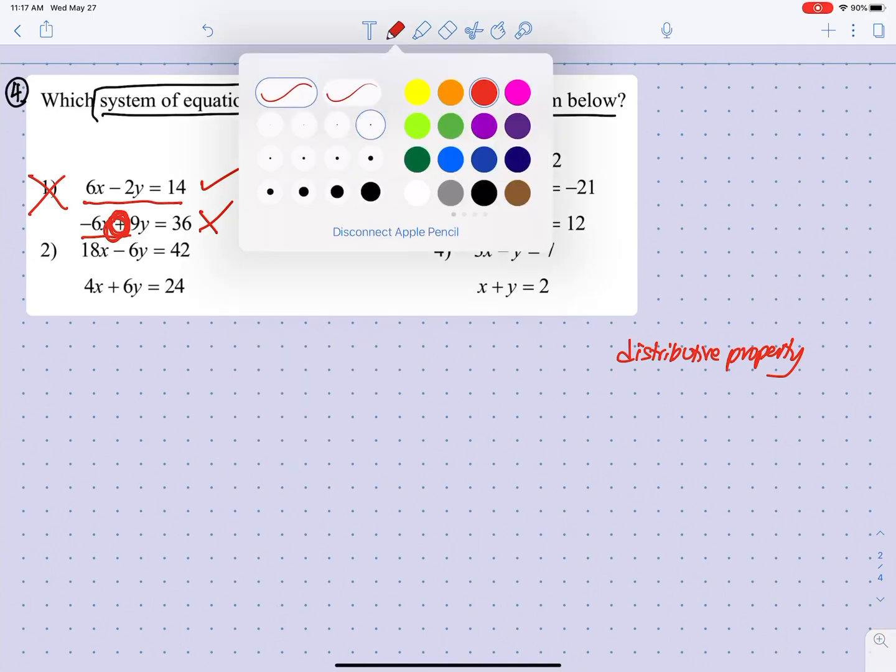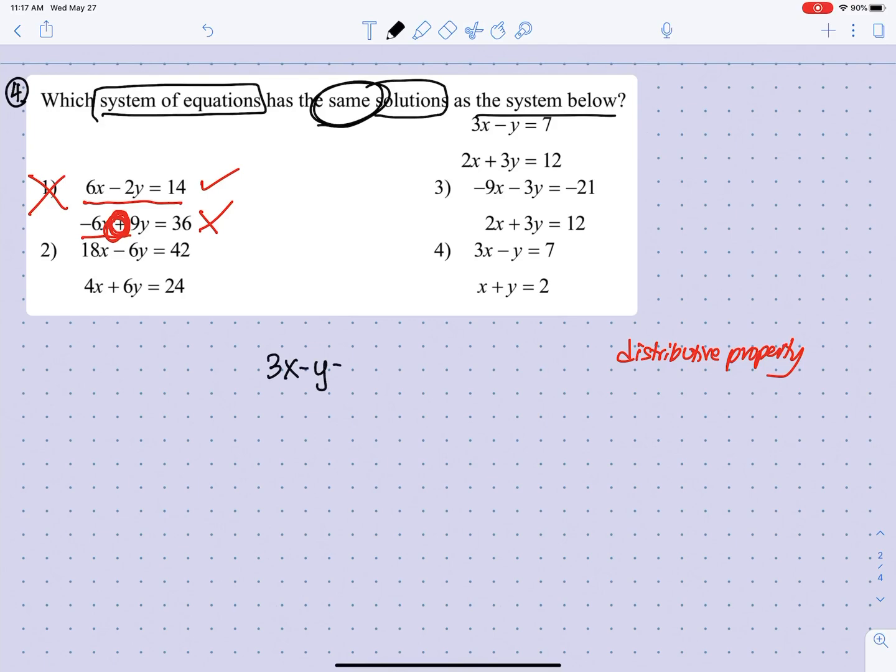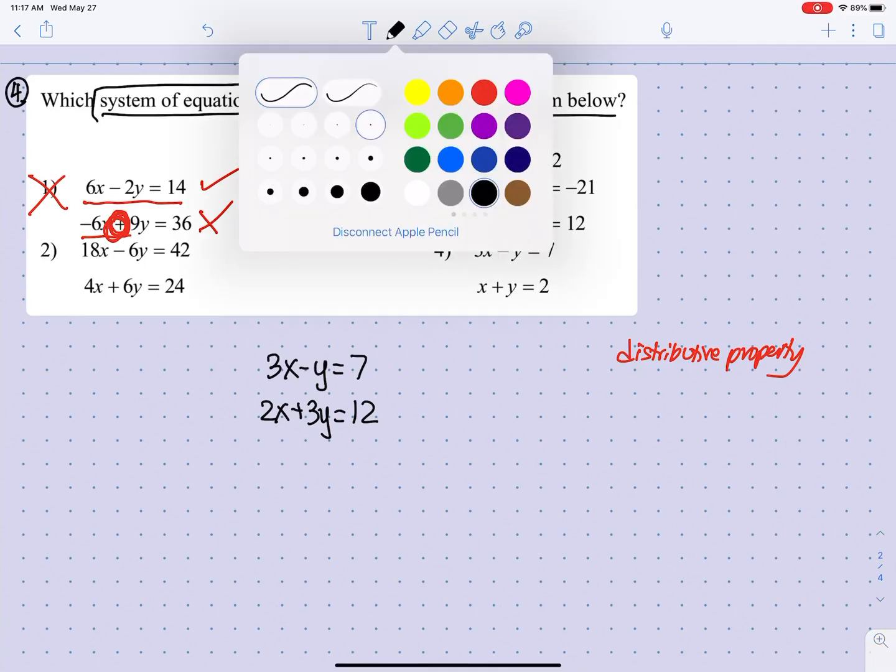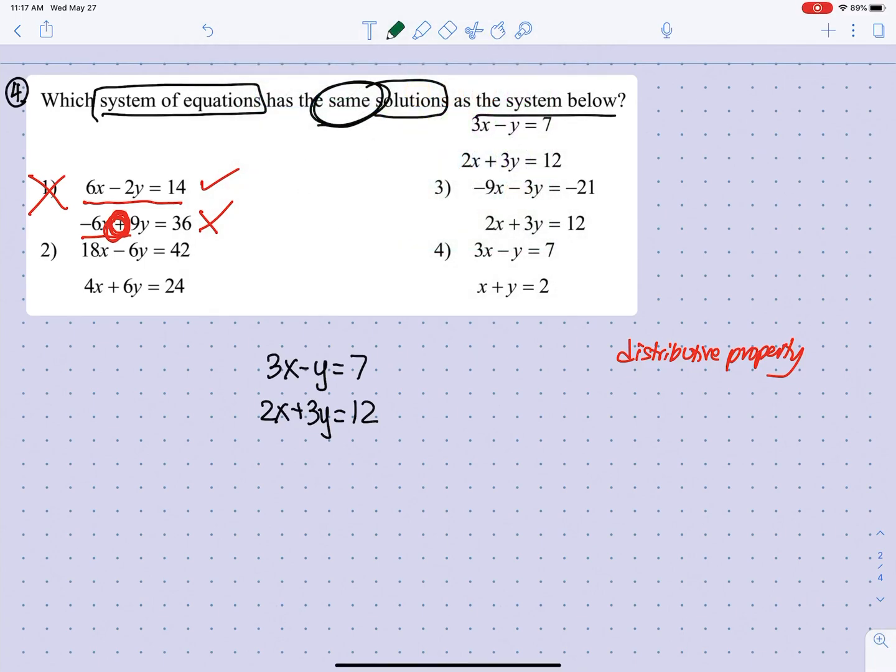All right. So once again, I rewrite my original problem. And so from here, just like we did before, I'm starting with a 3. Here I have 18. So how do I get from 3 to 18? I need to multiply by 6. So I'm going to do the distributive property. 6 times 3x is 18x. 6 times negative y is negative 6y. 6 times 7 is 42. So far, does it match? Yep, it does. So let's put a check.